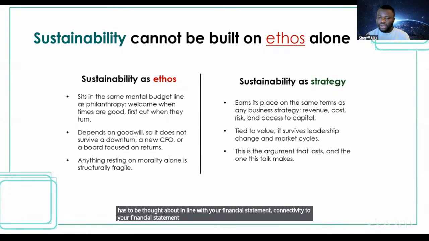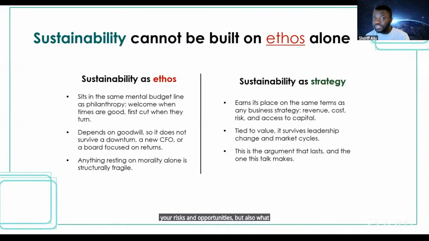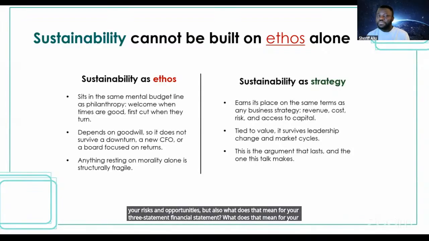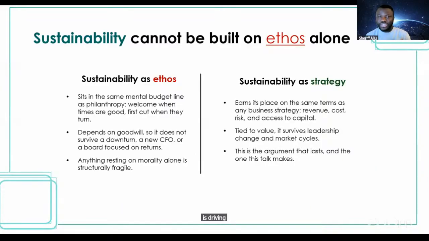So you have to think about your risks and opportunities, but also what that means for your three-statement financial statements. What does that mean for your revenue? What does that mean for your cost? What does that mean for your assets and liabilities? And even what does that mean for your cost of capital? That imperative is driving this understanding that beyond ethos, we have to think about sustainability as a strategy.